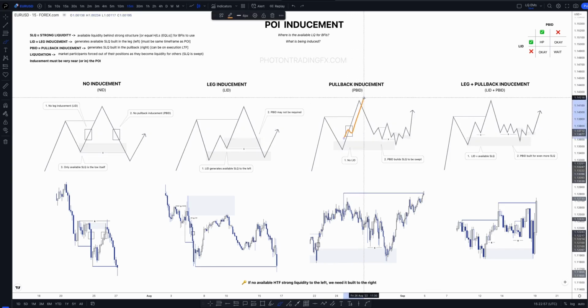There's no 4-hour inducement here. There's no 4-hour leg inducement because there's no structural low there. So what you need to do is wait for it to be built here. This is where you can look on the M15, your execution time frame, and wait for the pullback inducement to be built on your execution time frame.